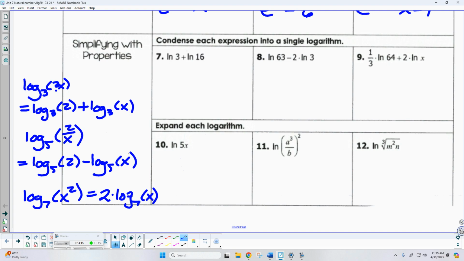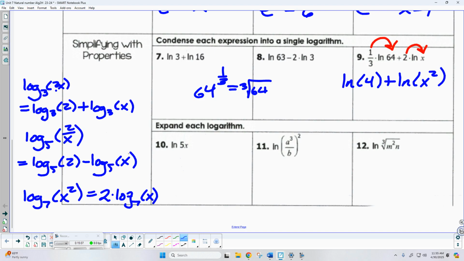Well, the first thing we're going to do is take each of these coefficients and apply them as powers. So we've seen this quite recently. Anything to the 1/3 power, that's equivalent to taking the cube root. And what is the cube root of 64? So this is going to be the natural log of 4 plus the natural log of x squared. The plus tells me we're going to multiply, so the natural log of 4x squared.